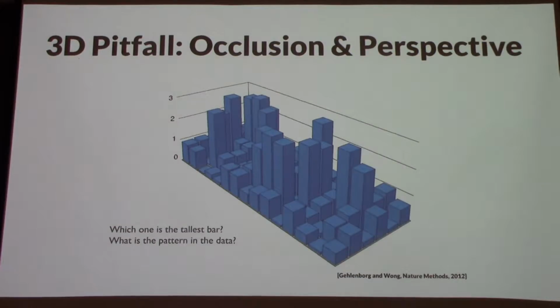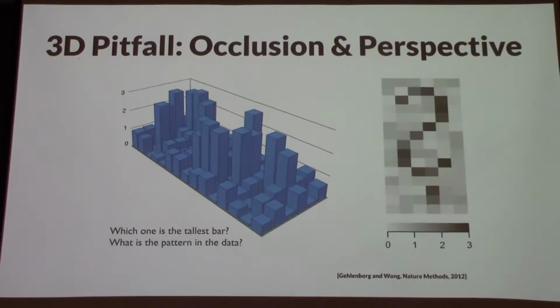I just wanted to throw in an example that I like a lot here. This is about the 3D bar chart, so a 3D problem of occlusion and perspective, and I think I've shown this before, but it's really tough to see a pattern here, but if you show it as a heat map, the pattern is very clear.